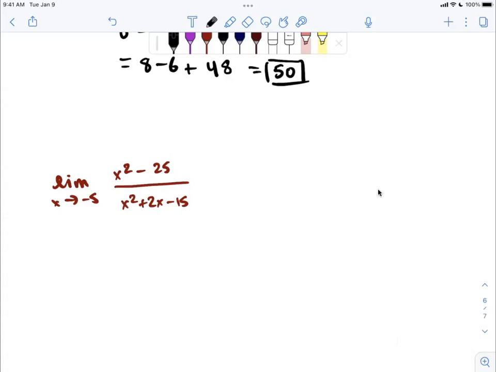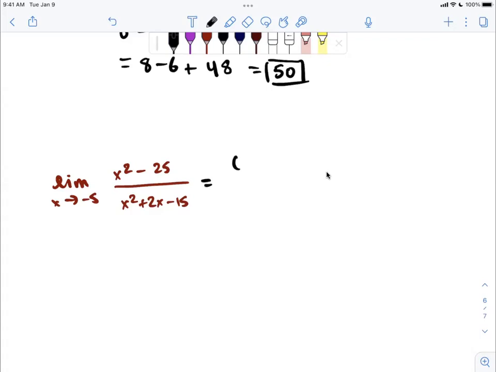All right, so now this function isn't quite going to be continuous because when the denominator is 0, then the function will not be defined. So to figure this out, we need to factor the numerator and denominator. And then we can cancel because the limit doesn't care about the value of the function at a point, but only around the point. So x squared minus 25 is the difference of squares.